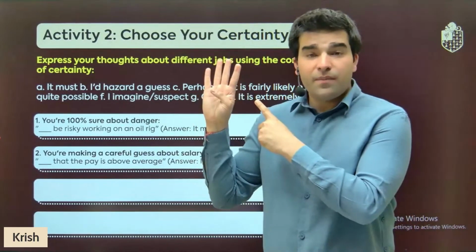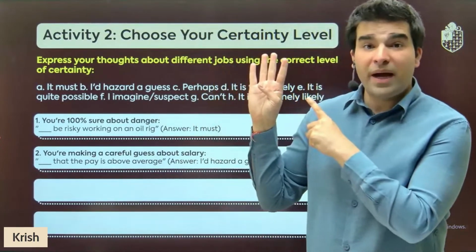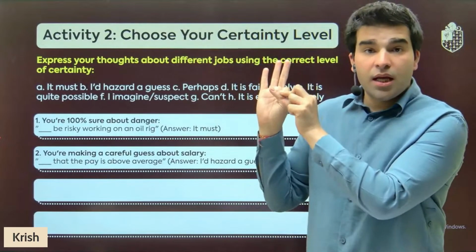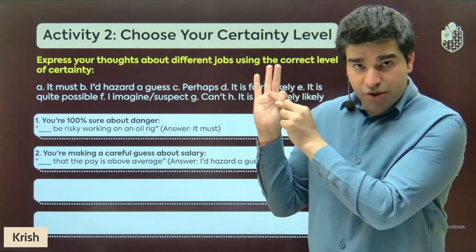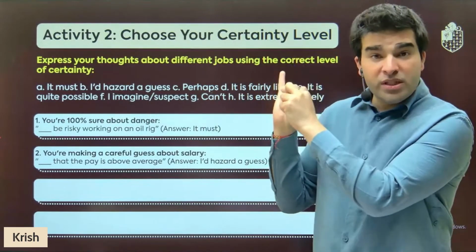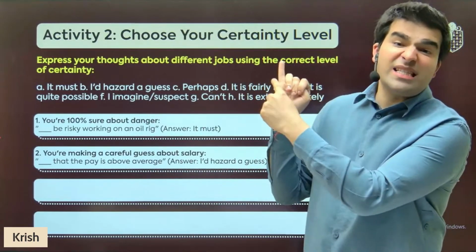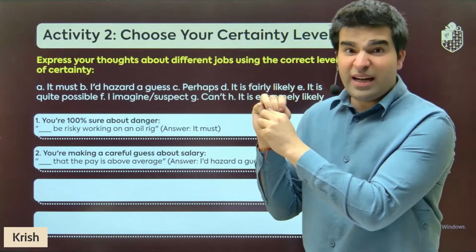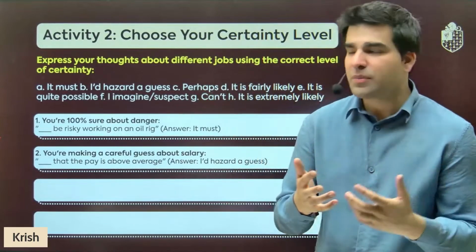Remember the four band descriptors? What are the four band descriptors? Coherence and cohesion, grammar, fluency, pronunciation. So, not only nice words, you have to be able to pronounce them correctly as well.